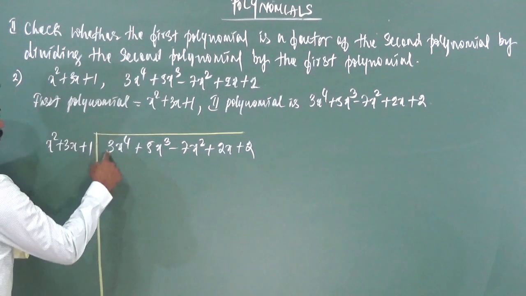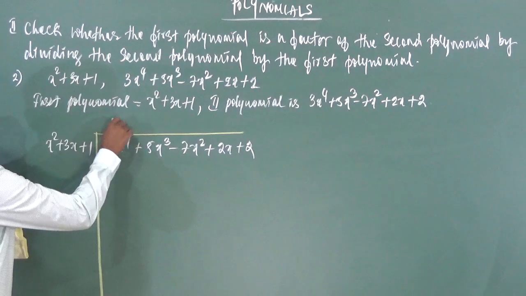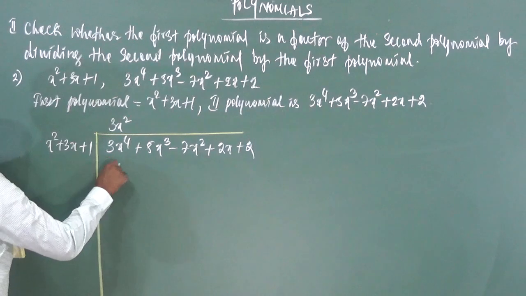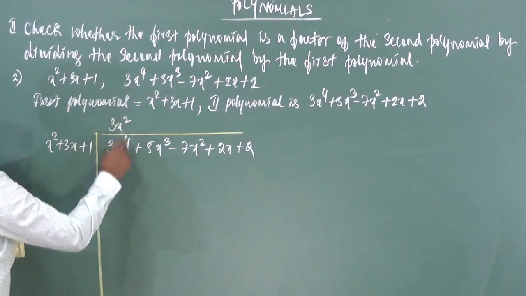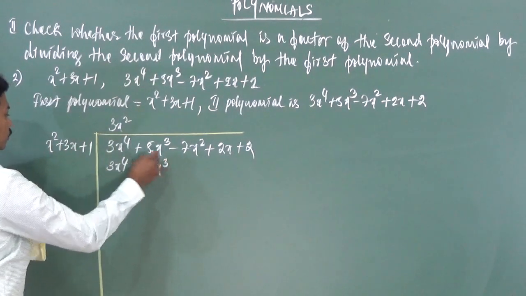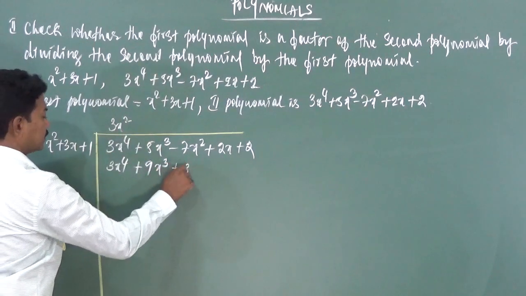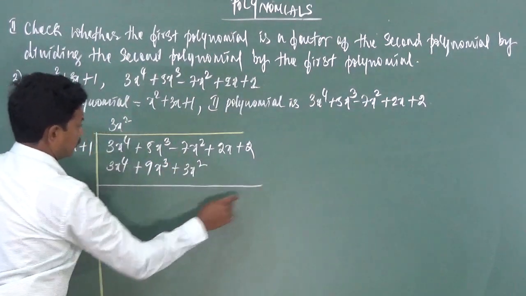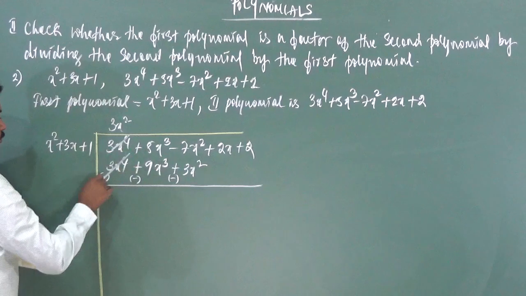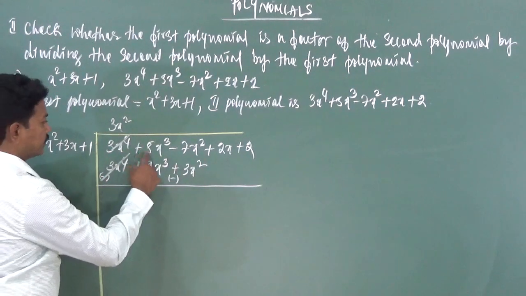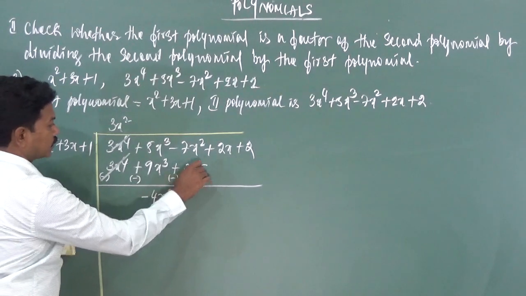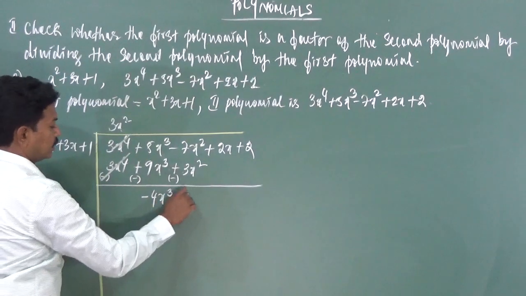x square into what gives you 3x to the power 4? So it is 3x square. x square into 3x square is 3x to the power 4. So we can write it here. Plus 3x into plus 3x square, 3 3s are 9, so 9x cube. Plus 1 into 3x square is plus 3x square. So we have to subtract this from this. So sign changes. Okay, 3x to the power 4 minus 3x to the power 4 cancels. Plus 5x cube minus 9x cube is minus 4x cube. Minus 3x square minus 7x square is minus 10x square.